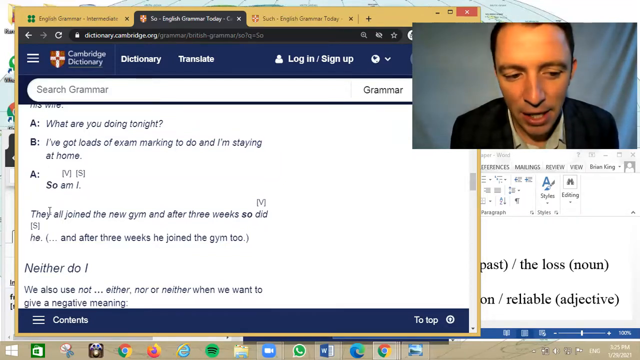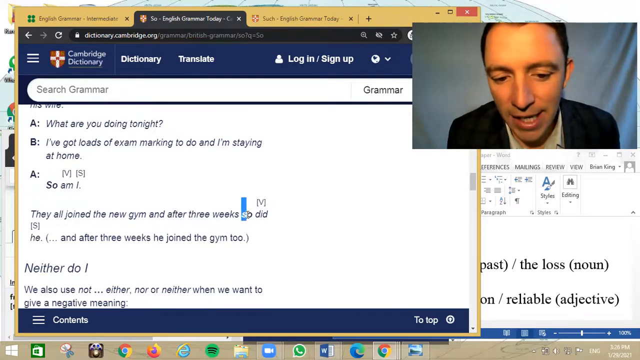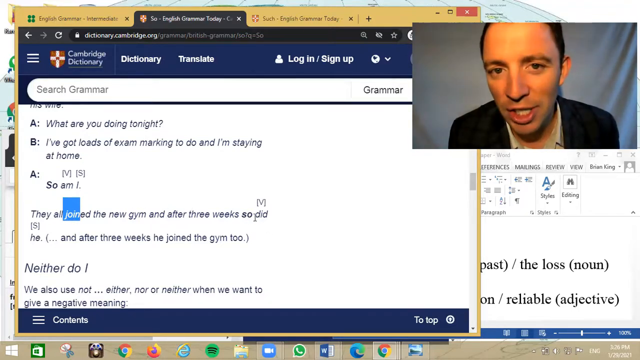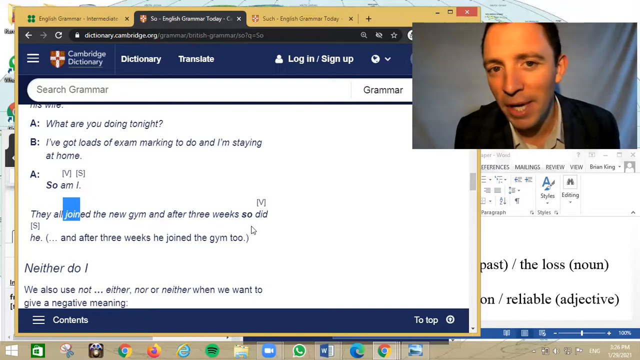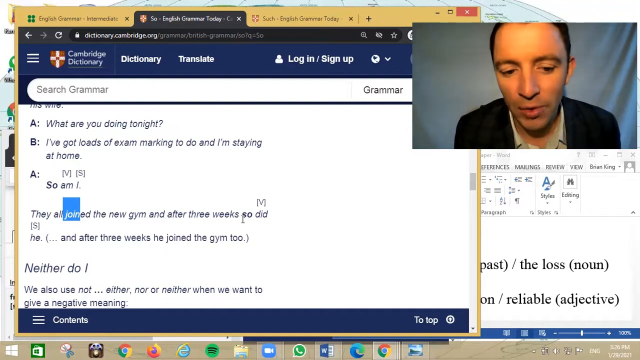The next example, they all joined the new gym, and after 3 weeks, so did I. In this case, "so" is the substitution for joined. Okay, so they all joined the gym and after 3 weeks, I joined the gym. So to avoid repeating the same structure, it's possible to say, and so did I, or so did she.